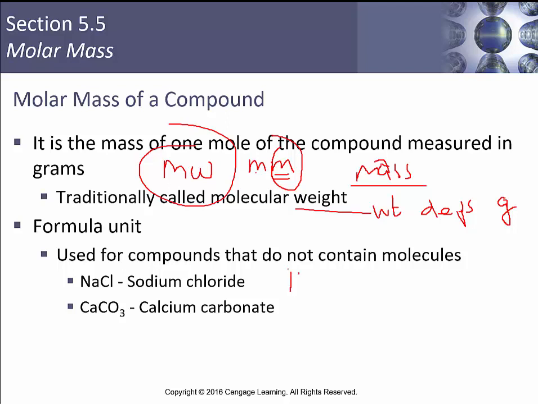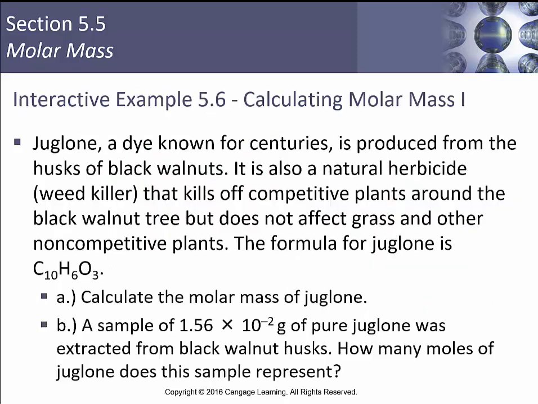Our formula unit is for compounds that do not contain molecules, right? So these guys are things that are ionic, right? Our ionic compounds, or our covalent network solids, like diamond network solids. Right? So sodium chloride, right? You can't say, here is a single sodium chloride molecule because it exists in this big lattice. Same thing with our calcium carbonate. But for one of those formula units within that repeating crystal structure, it's going to be NaCl. And we sure as heck can figure out what the molecular weight or molecular mass is for a given formula unit.